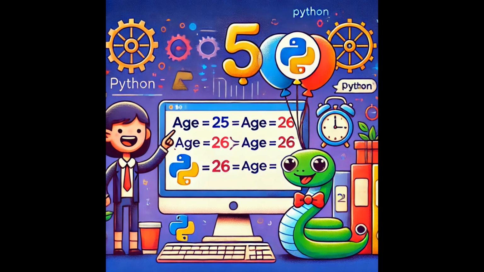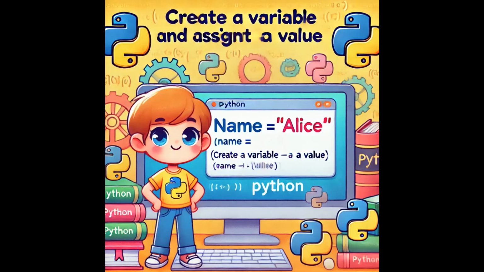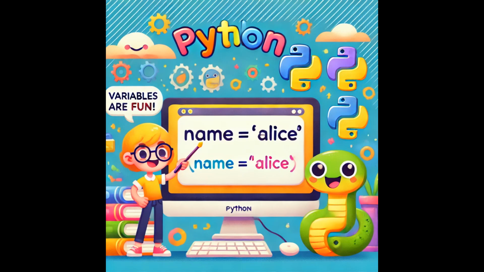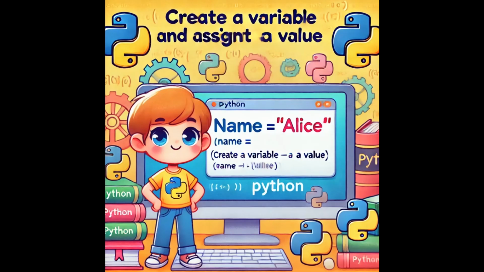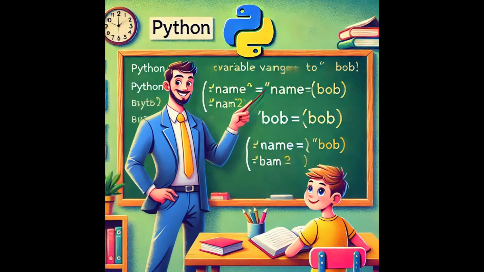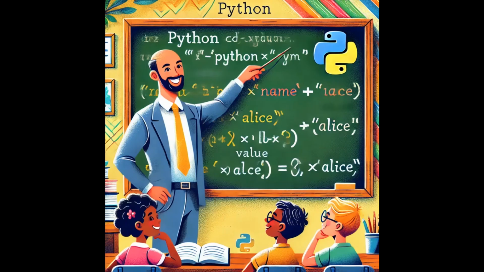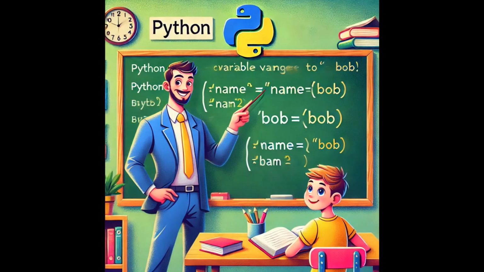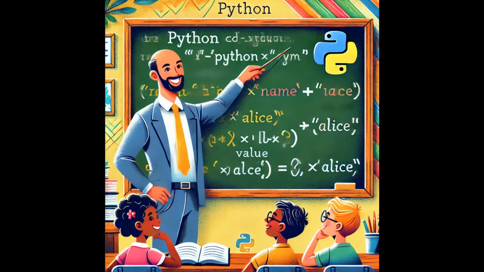To explain the idea of changing the value of a variable in Python, here is a text example. We create a variable name and assign it the value Alice. name = "Alice". print("Initial value of the variable:", name). Change the value of the variable name to Bob. name = "Bob". print("New value of the variable:", name).